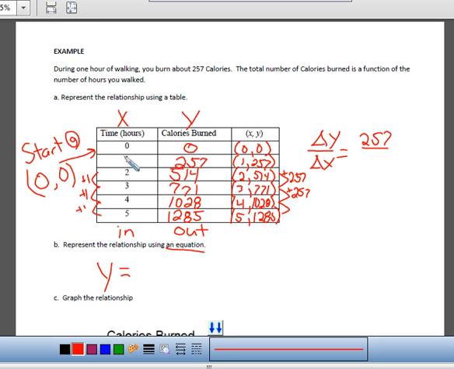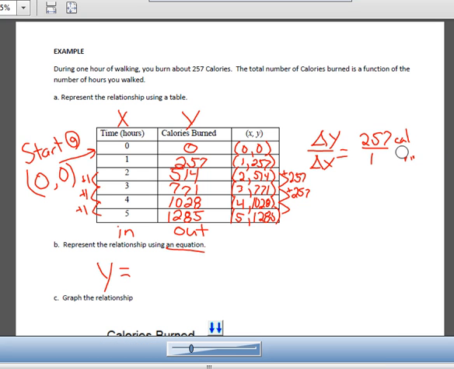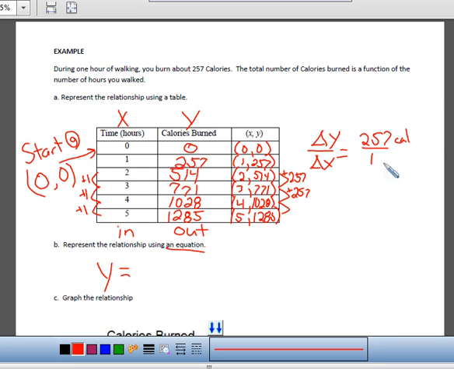Now, if this wasn't increasing by 1 every time, we would just have to focus on 2 of these points and find the change in y over the change in x, and that would be enough. Alright, so we get 257 over 1, or in other words, 257 calories per hour. Okay? Actually, we already have the fraction bar, so 257 calories per 1 hour.